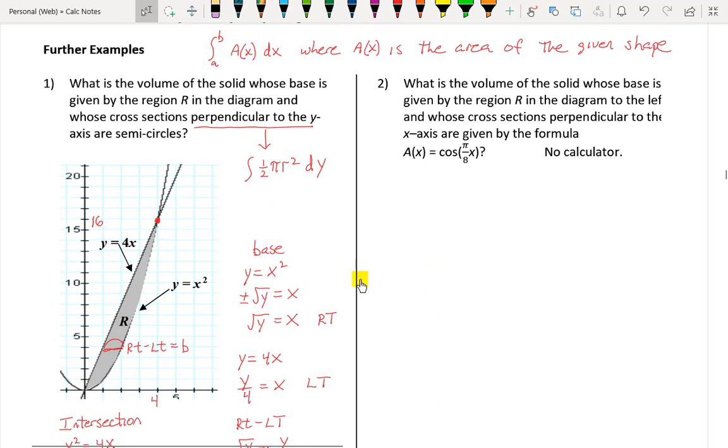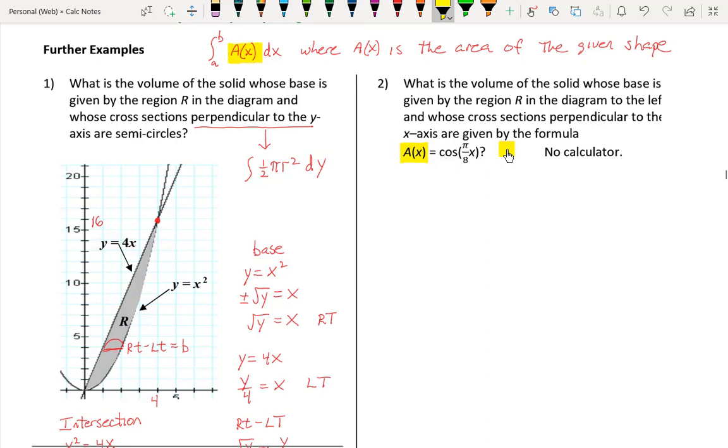Now, if you look at this next one, it's a little confusing at first because it talks about the volume being the same solid as we have on the left side. So same picture that we used on the left, whose cross sections perpendicular to the x-axis are given by the formula A of x equals. If you don't read this carefully, which I didn't the first time, you try to figure out how to draw this figure onto that shape. But what you'll notice is that they give you the area function. We need the integral from a to b of the area function dx.